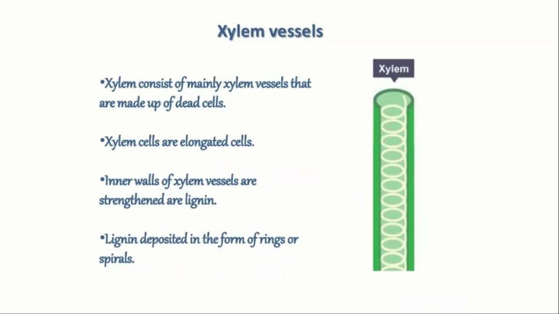Xylem vessels. Xylem consists mainly of xylem vessels that are made up of dead cells. Xylem cells are elongated cells, meaning they are enlarged. Inner walls of xylem vessels are strengthened by a material called lignin. Lignin is deposited in the form of rings or spirals. Lignin is a very essential compound in plants.